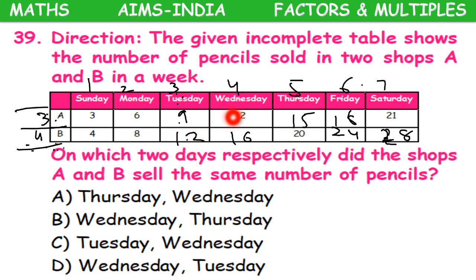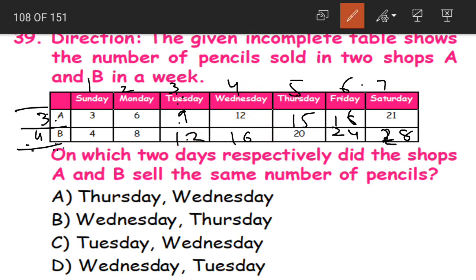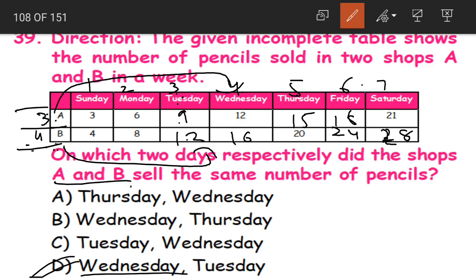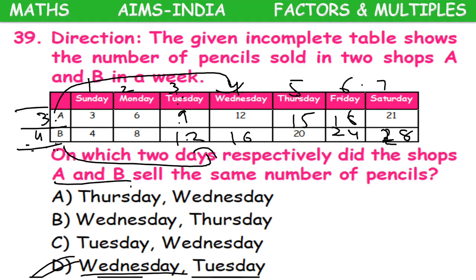They sold 12 pencils. A sold 12 on Wednesday and B sold 12 on Tuesday. So what should be the correct answer? Wednesday and Tuesday. Understood? A and B. A sold on Wednesday, B sold on Tuesday. So option D, Wednesday and Tuesday becomes our correct answer, children.